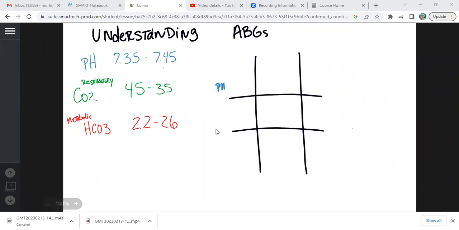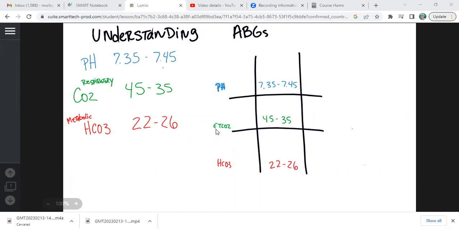Top one is pH. And in the middle here, our normal range is 7.35 to 7.45. The next one, which is our respiratory component, is EtCO2. That's how we measure it, 45 to 35. We write those backwards because of the stupid system we're working in. And the last one is HCO3, which is our metabolic component, which is bicarb, 22 to 26.